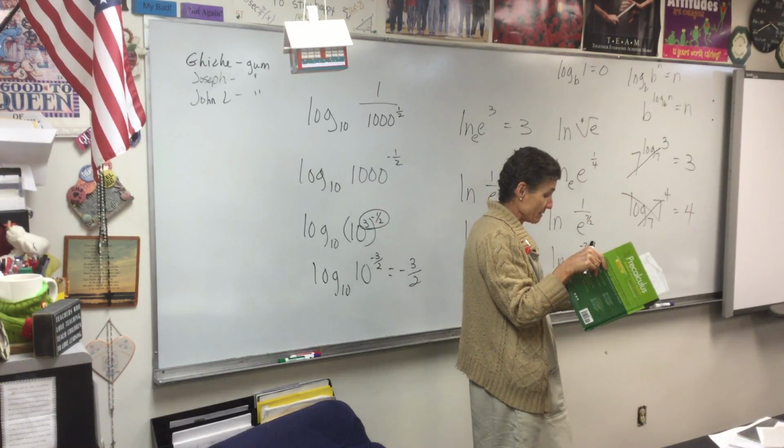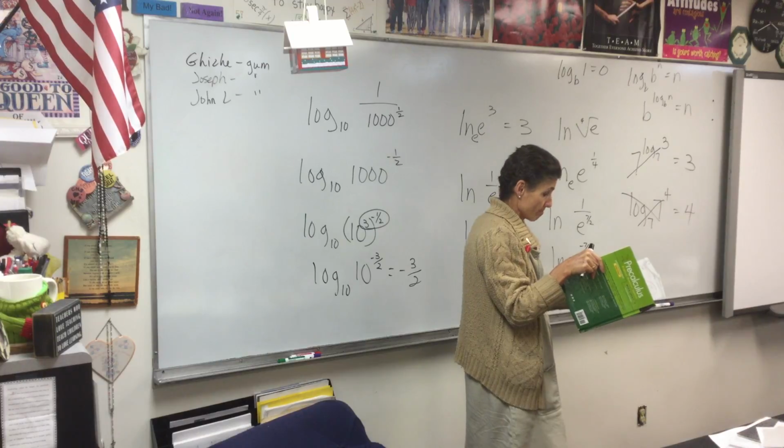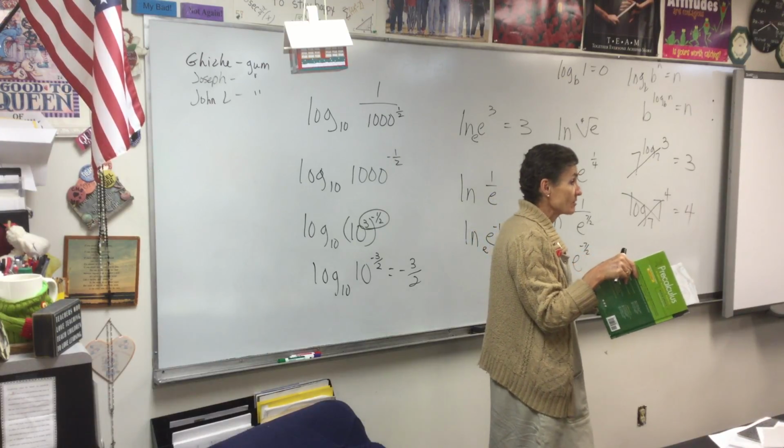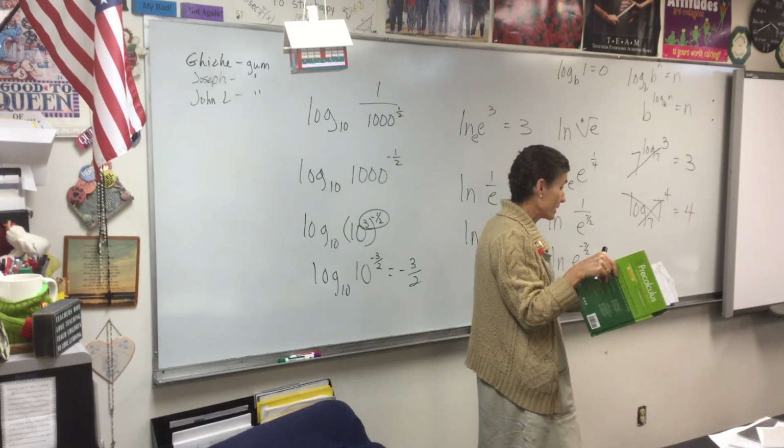Easy, easy, easy. And why is number 23 6? Because you have e to the log base e. And that all cancels out.